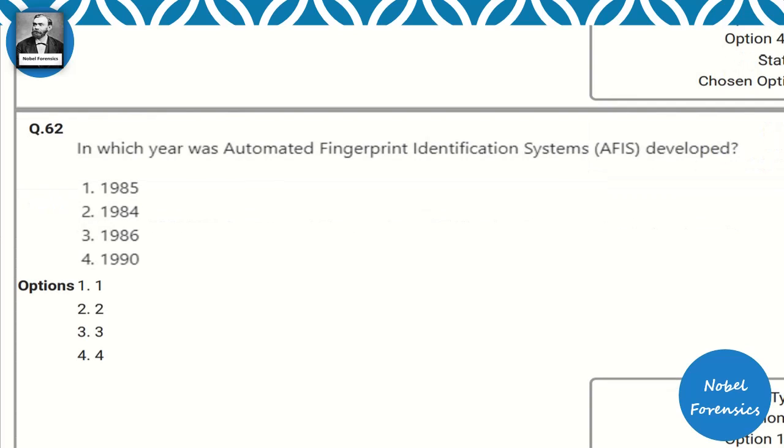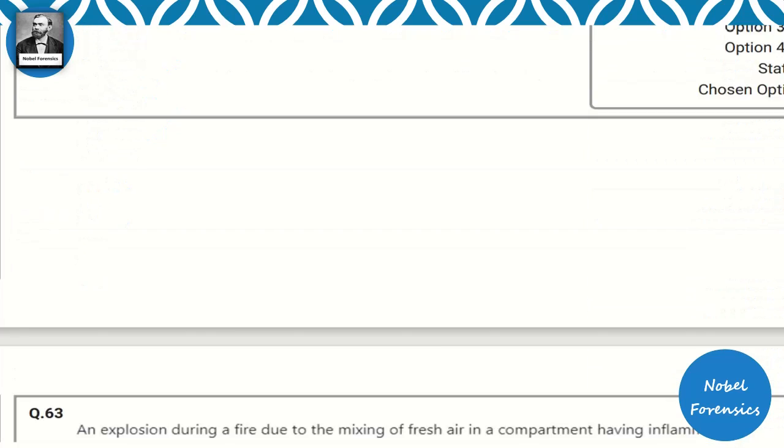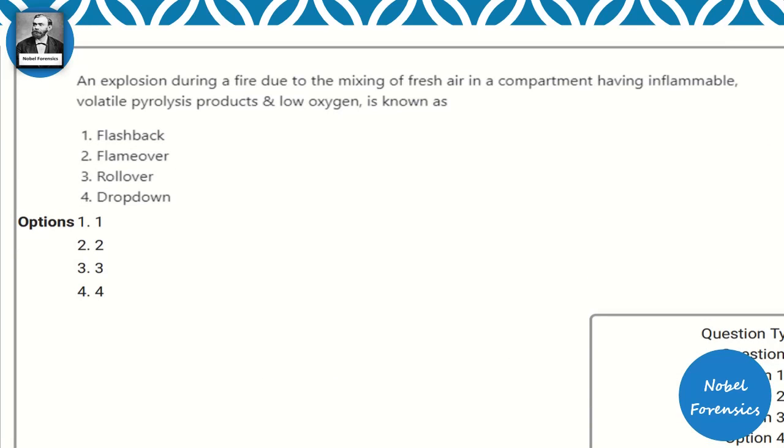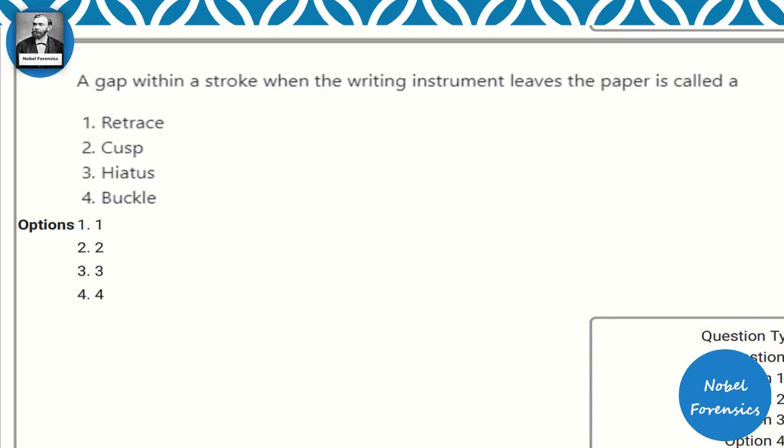Then coming to the 62, in which year was the automated fingerprint identification system, AFIS, developed? It is in 1984. So option 2 is correct. Then an explosion during a fire due to the mixing of fresh air in a compartment having inflammable volatile pyrolysis products and low oxygen is known as flashback. Option 1 is correct. Then a gap within a stroke when the writing instrument leaves the paper is called a hiatus, and hiatus is the gap within a single stroke. So option 3 is correct.